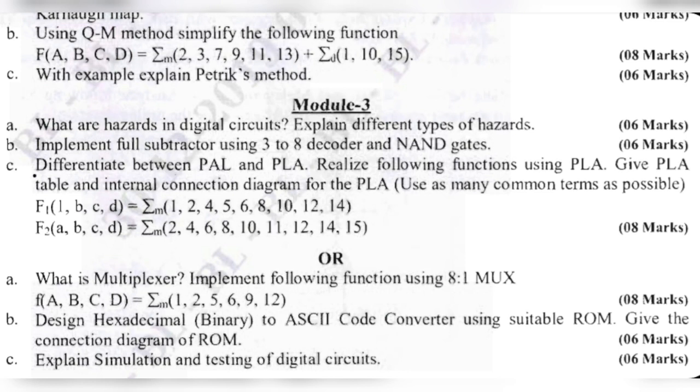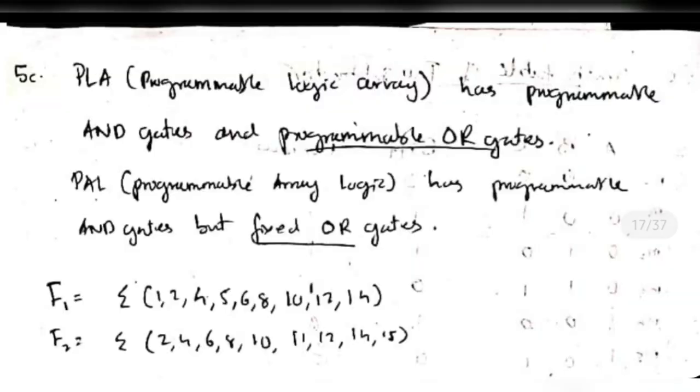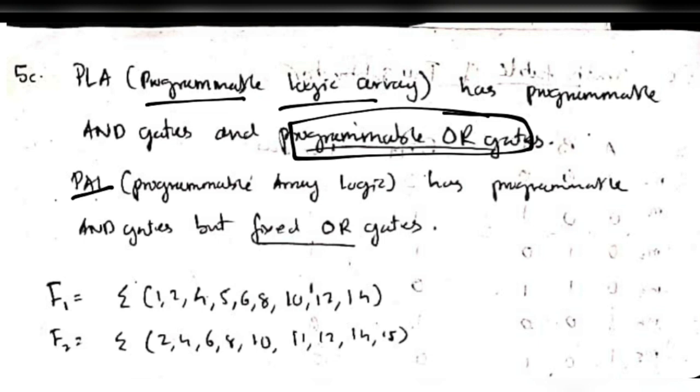In the next question we have been asked to differentiate between PAL and PLA and then realize the function which they have given using PLA. So let's see how to do that. In PLA, programmable logic array, you have programmable OR gates, but in PAL you have fixed OR gates. That's the only difference.